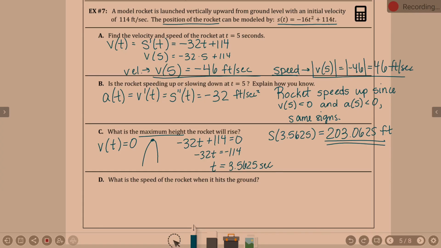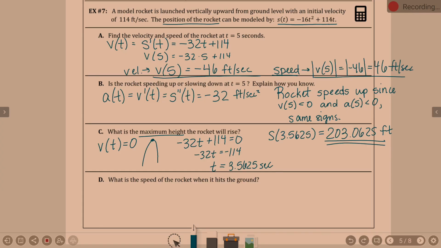What is the speed of the rocket when it hits the ground? 0. Or, so when it hits, like, what is the speed on impact? Not the ground forces it to become 0. So you would double the time of 3.5625 and then plug that into the velocity equation, and then find the absolute value of that. That would very possibly work. It's not how I did it. And I think, yeah, it would end up working.